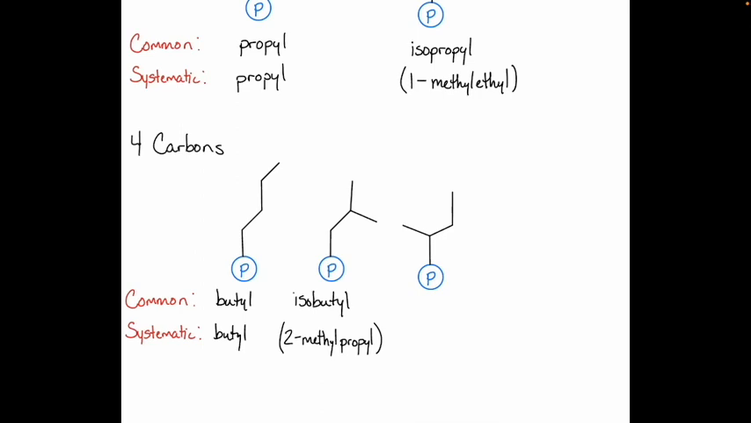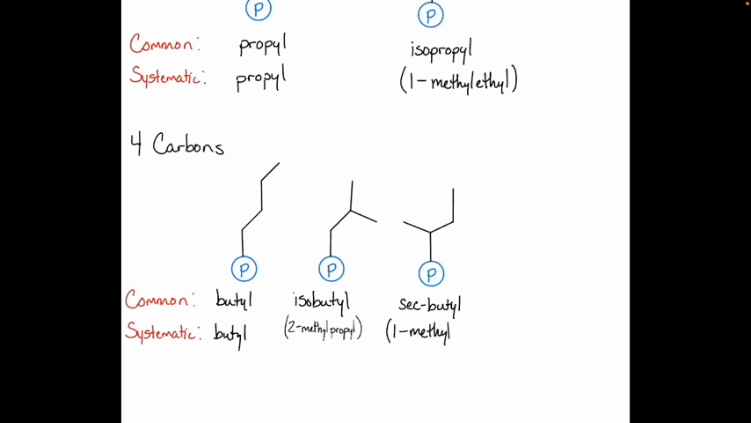This one here we did before. This is what's called a sec-butyl group, SEC-butyl. And when we did this the long way, we said that this was a 1-methylpropyl. That would be the systematic name.